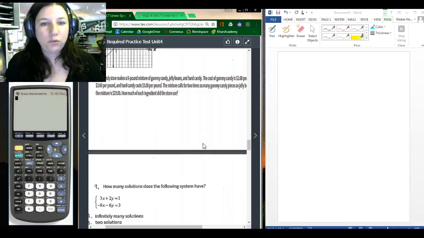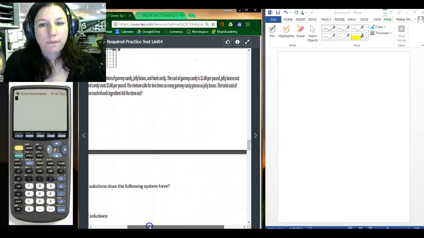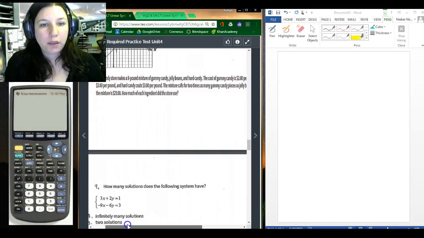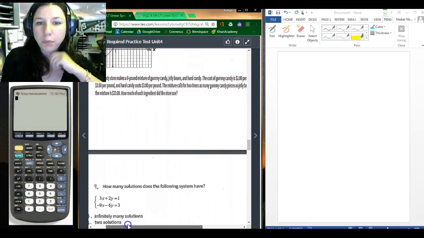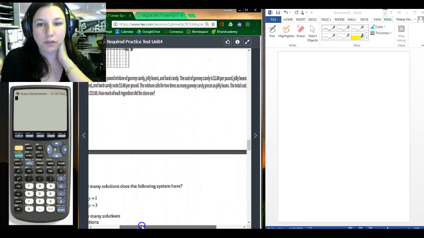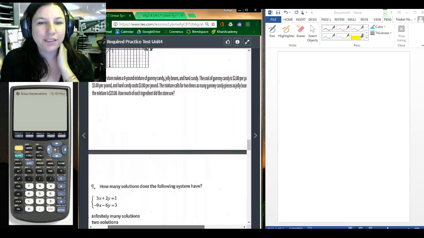Number 8. A candy store makes a 9-pound mixture of gummy candy, jelly beans, and hard candy. The cost of the gummy candy is $2 per pound, jelly beans cost $3 per pound, and hard candy costs $3 per pound. The mixture calls for 2 times as many gummy candy pieces as jelly beans. The total cost of the mixture is $23. How much of each ingredient did the store use?